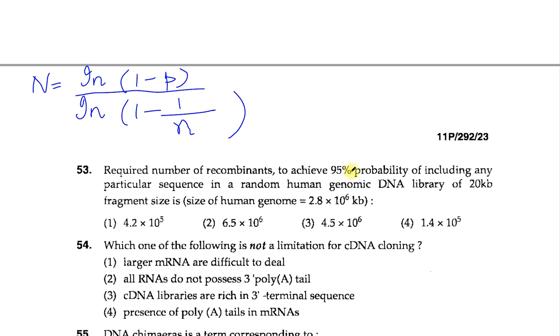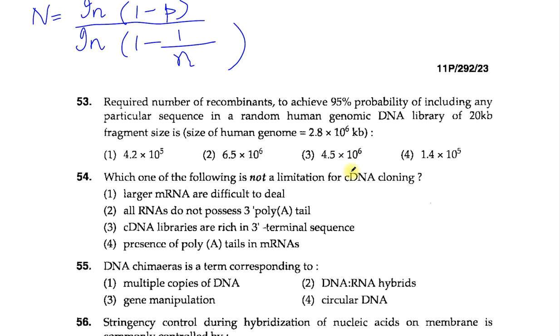Question number 53. Required number of recombinants to achieve 95% probability of including any particular sequence in a random human genomic DNA library of 20 kb fragment size is. The size of genome is given to be 2.8 into 10 to power 6 kb. The different options are written here.